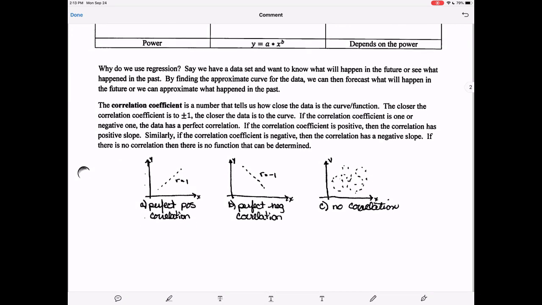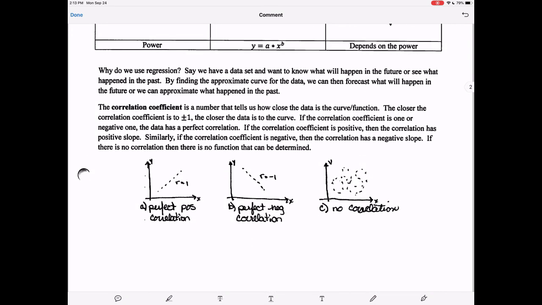Your questions will say, use the least squares method to find whichever curve you're looking for. Now, how do we know which curve is the best curve? The best curve is told to us by what's called the correlation coefficient. The closer that correlation coefficient is to 1, the better that curve. The correlation coefficient is r.